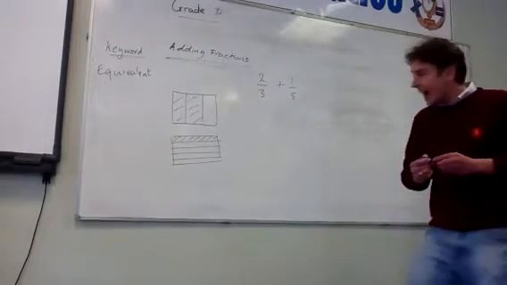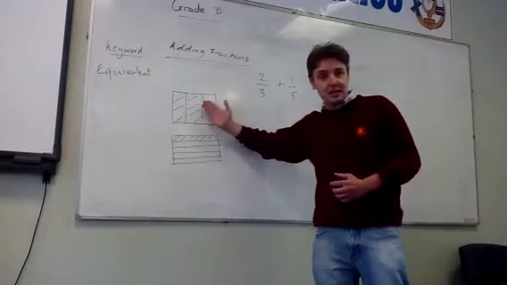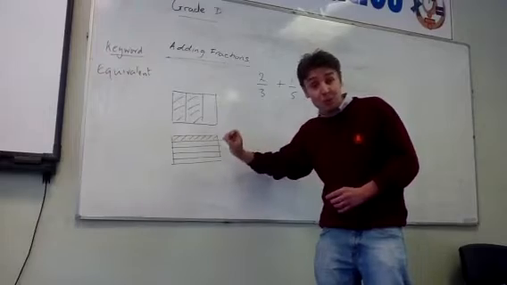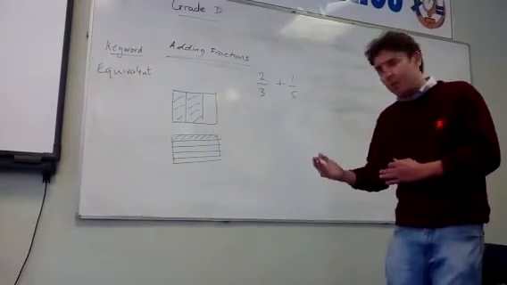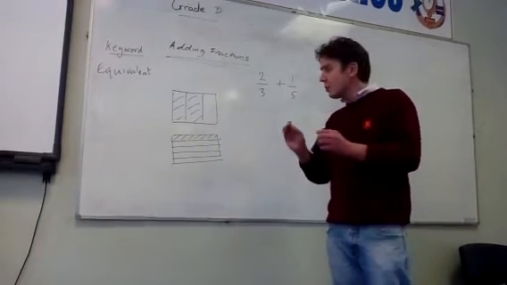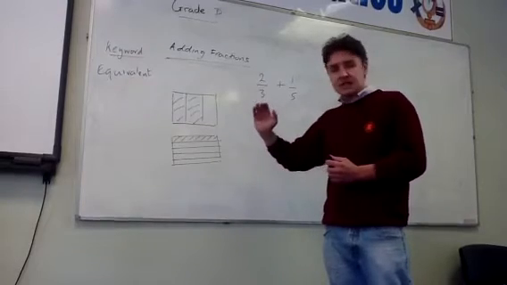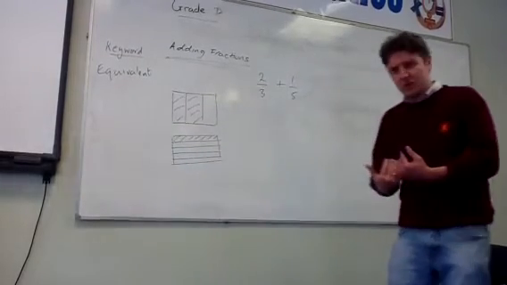Now, I want to add my piece of pizza to Mr. Ashmore Short's small piece of pizza, but we've got a problem. They're not the same size. So what we have to do is to create pieces that are the same size. How are we going to do that?